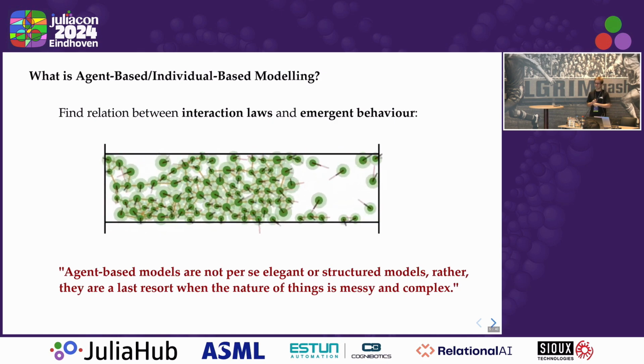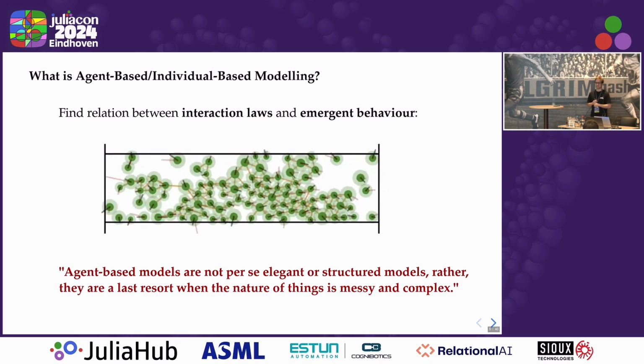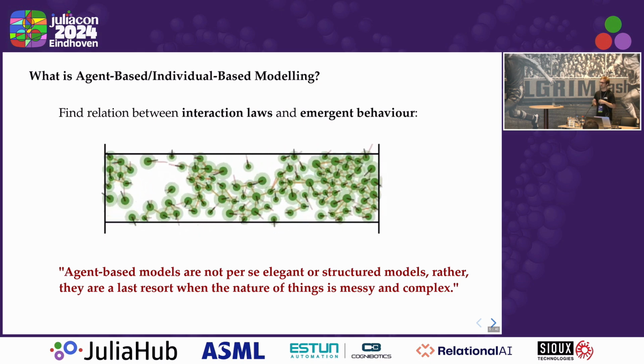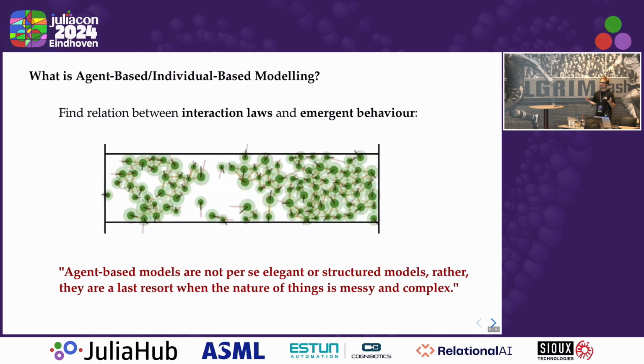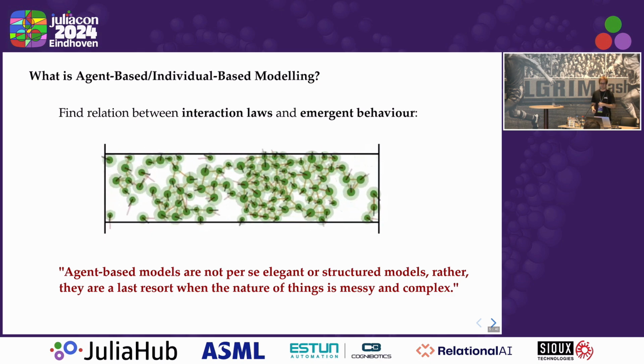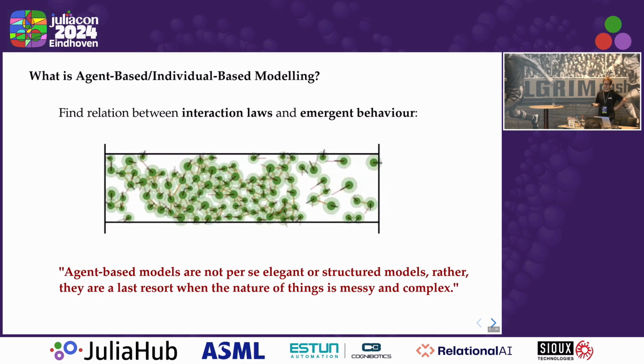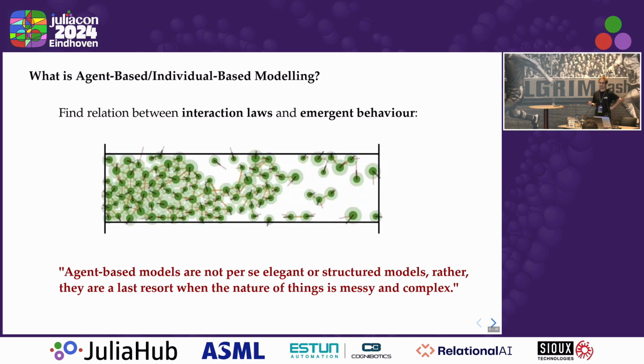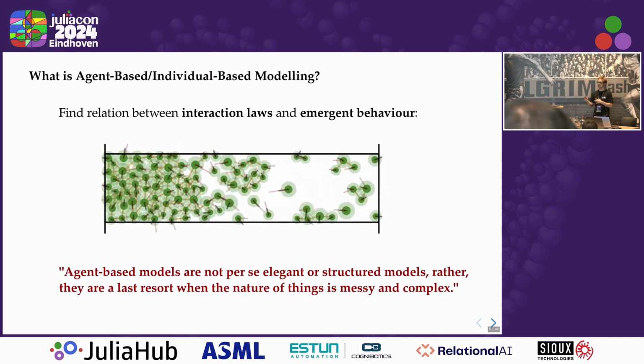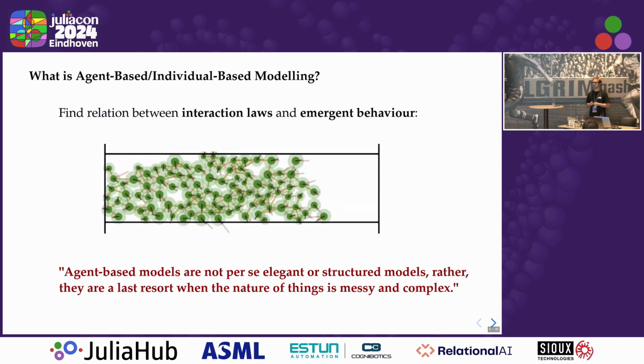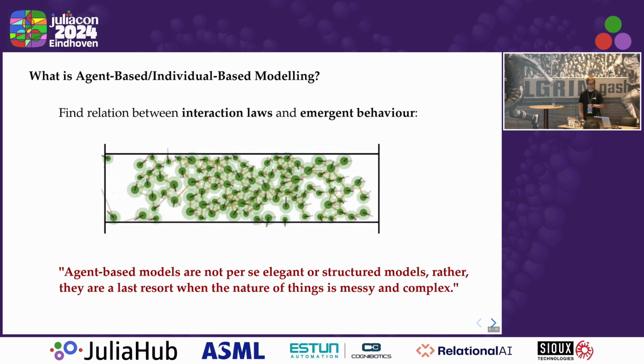And I don't like agent-based models actually, because I think they're more like a last resort. So usually you would like to use a nice physical model if you can, but often especially in biology, things get messy and complex, and agent-based models are like one resort to deal with such complexity.